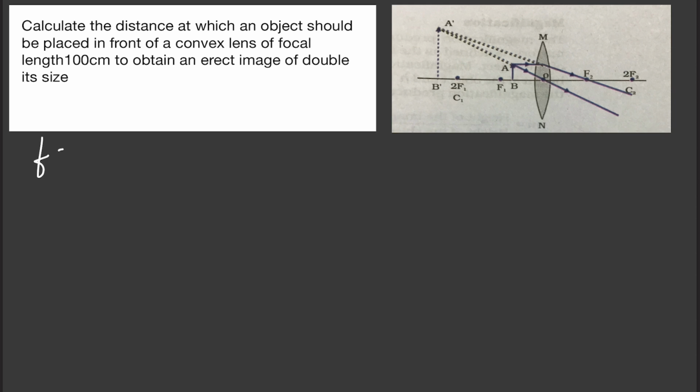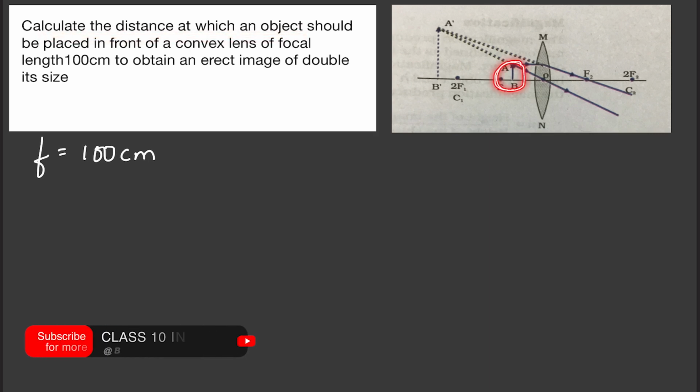They have given the focal length of the convex lens is 100 cm. As we know, the focal length of convex lens is positive. We will be taking the value as plus 100 cm. We are supposed to find out the distance at which an object should be placed. That is, suppose this is the object we are talking about. At what distance it has to be placed from the center of the lens, we are supposed to find out. It is represented with small letter u. That is the distance from which an object is placed.